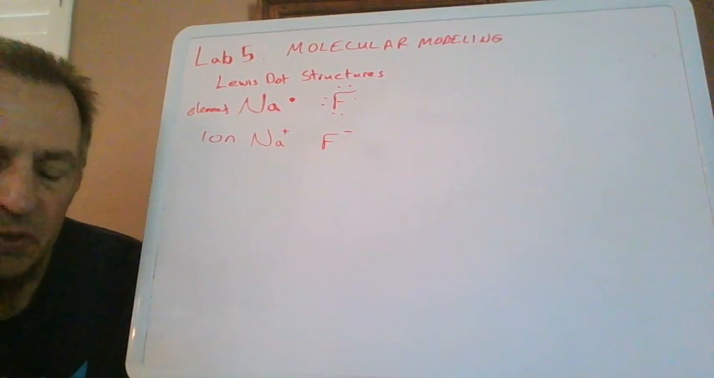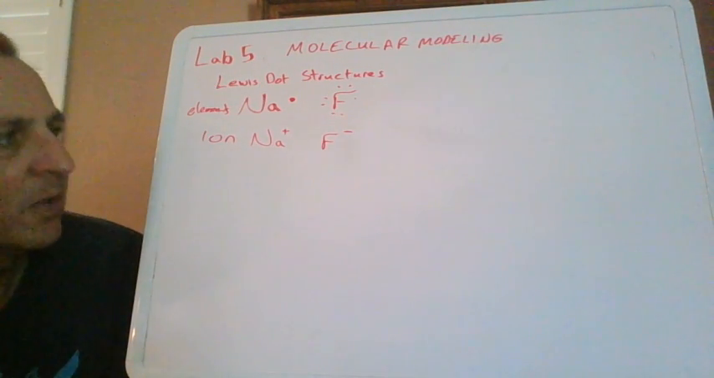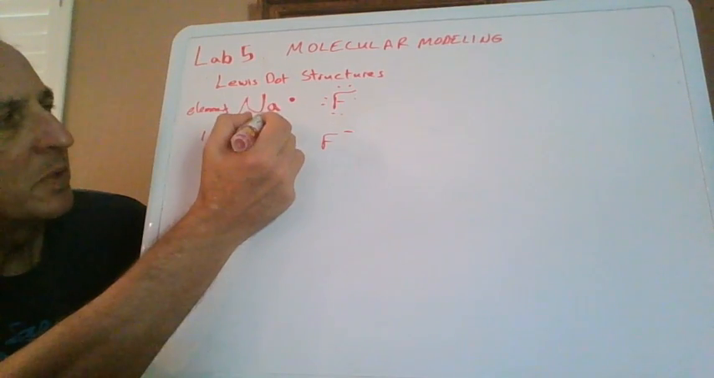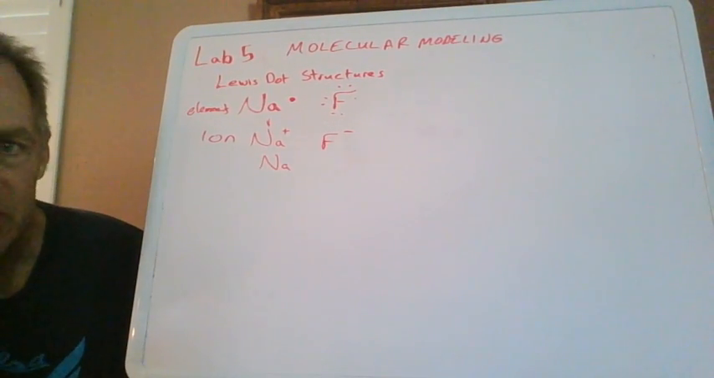So if we wanted to draw the Lewis structure of an ion, we'd have to take into account that it lost or gained those electrons. So sodium, to become Na+, has lost that electron, so it would have no valence electrons.